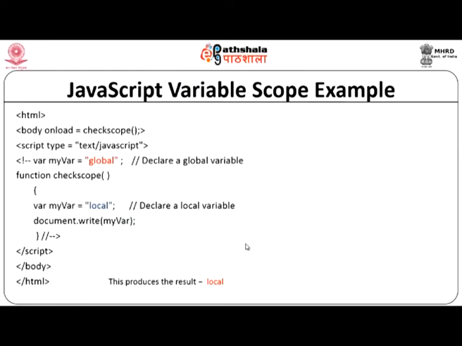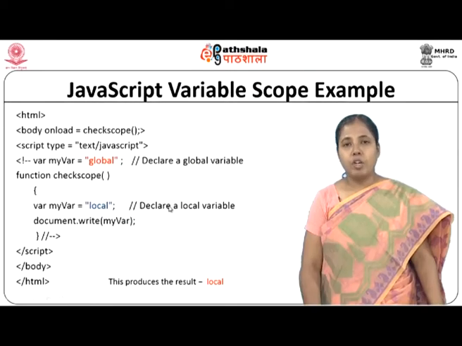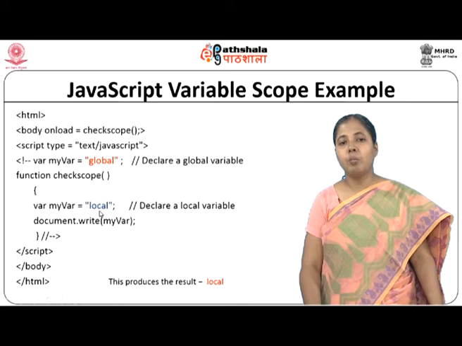In order to test the variable scope, we have an example here, and here we have declared a variable as global. Then within the function you have declared another variable, myvar, with the same name as the global variable, and you have given it a value as local. Now, within the function, if you try to print the value of this variable using document.write of myvar, it produces the result as local.